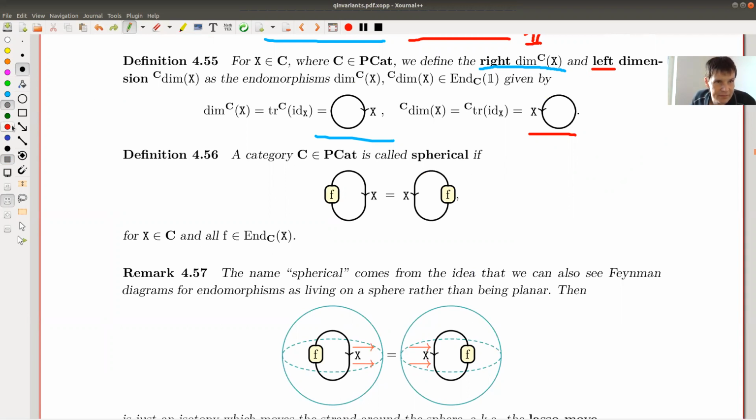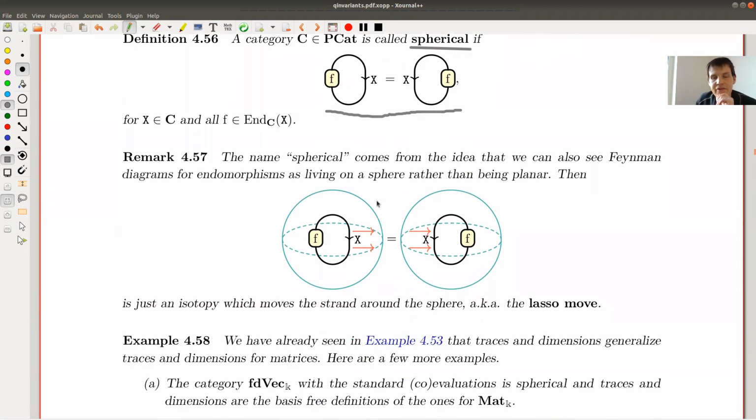I'm getting tired. I'm sorry. Okay. There's another way of doing it, of course. So you call it spherical if left and right traces agree, which means left and right dimensions agree, because dimensions are just the traces for the identity morphism.